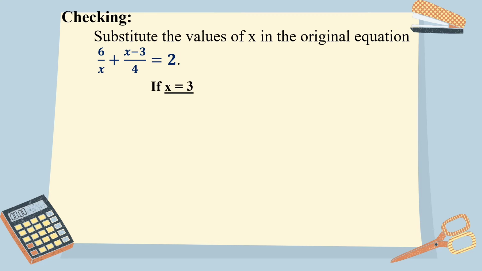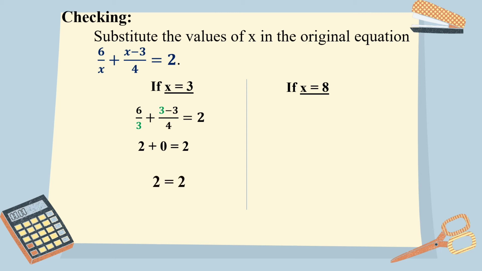First, we have x is equal to 3 and x is equal to 8. 6 over 3 plus 3 minus 3 over 4 is equal to 2. So 6 over 3 is equal to 2 plus 3 minus 3 is 0, divided by 4 is 0, is equal to 2. Then 2 is equal to 2. So this is a solution.